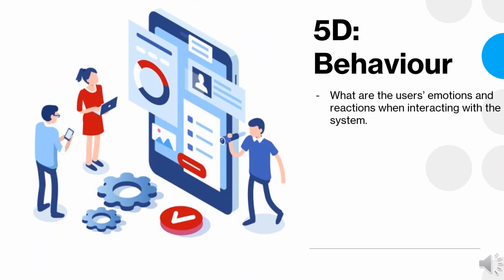And the fifth and last dimension is behavior. What are the user's emotions and reactions when interacting with the system, basically? So this basically just wraps up the entire dimensions of interaction design. Are your users happy? How are they reacting? If you have unnecessary steps in between a series of actions, how are they going to react to that? If you have unnecessary graphics, how are they going to react to that? How are their emotions towards that graphic?